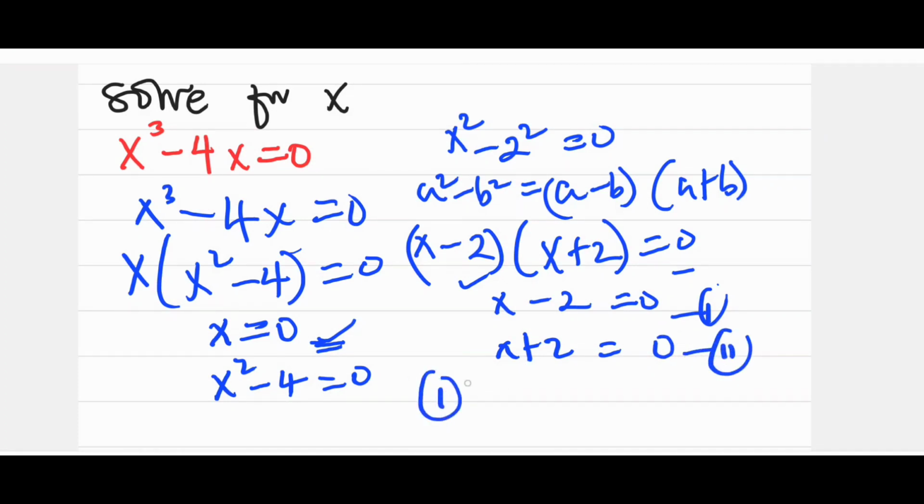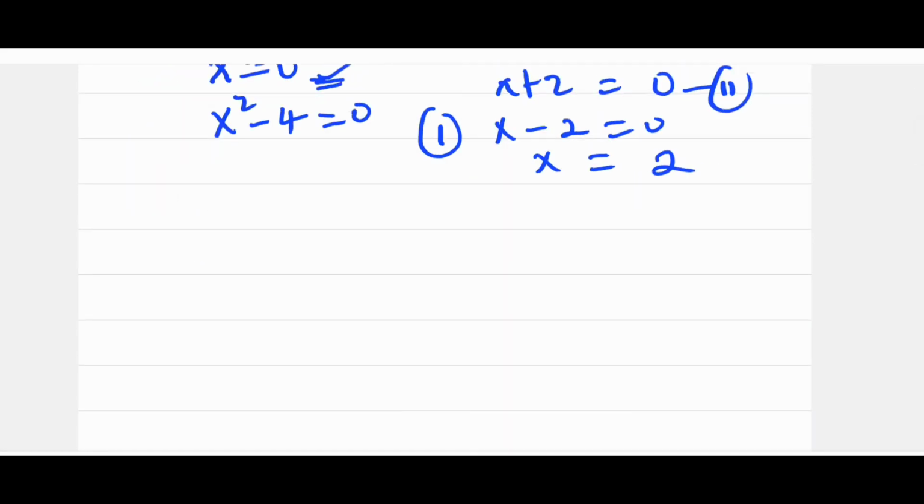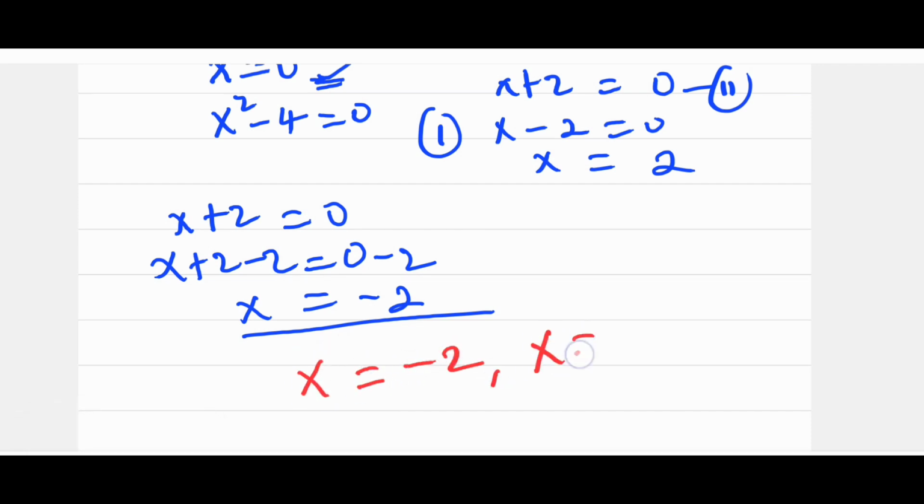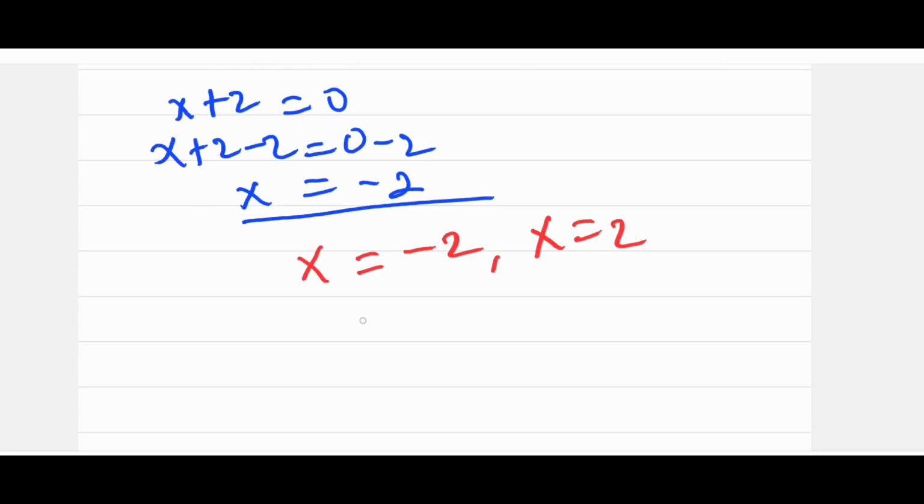So for the first equation, x minus 2 is equal to 0. That means x is equal to 2. Okay? For the second equation, which is x plus 2 is equal to 0, x plus 2 minus 2 is equal to 0 minus 2. So x is equal to negative 2. So there are three values of x. Okay, the three values of x are x is equal to negative 2, x is equal to 2, and x is equal to 0. So there are three values of x.